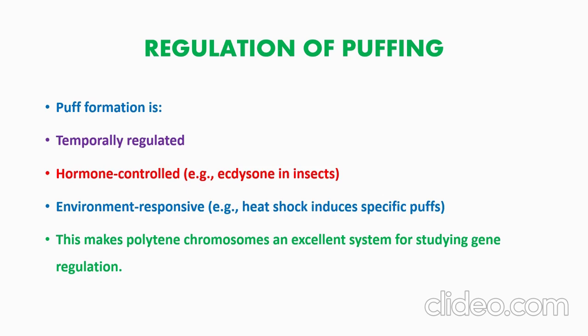In addition, puff formation is responsive to environmental stimuli, as external factors like heat shock can rapidly trigger the appearance of specific puffs associated with stress response genes. This tight regulation demonstrates a direct relationship between chromatin structure and gene activity, making Polytene chromosomes an excellent experimental system for studying gene regulation, hormonal control of transcription, and environmental effects on gene expression.